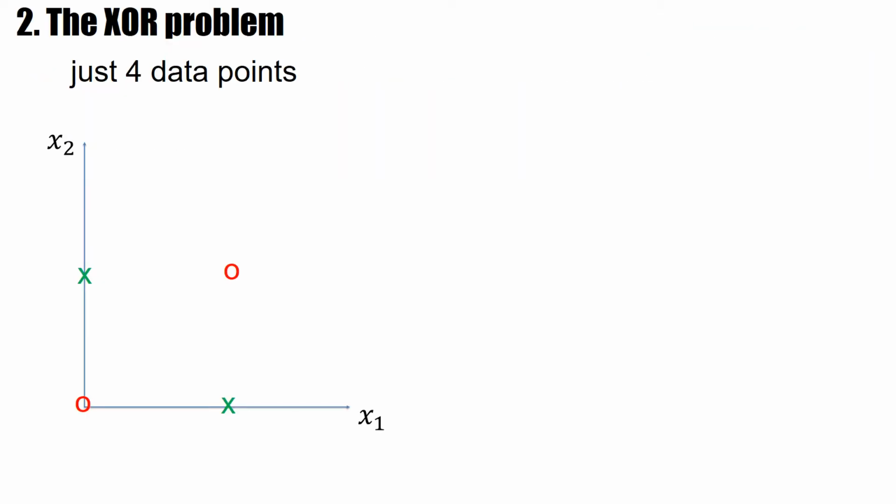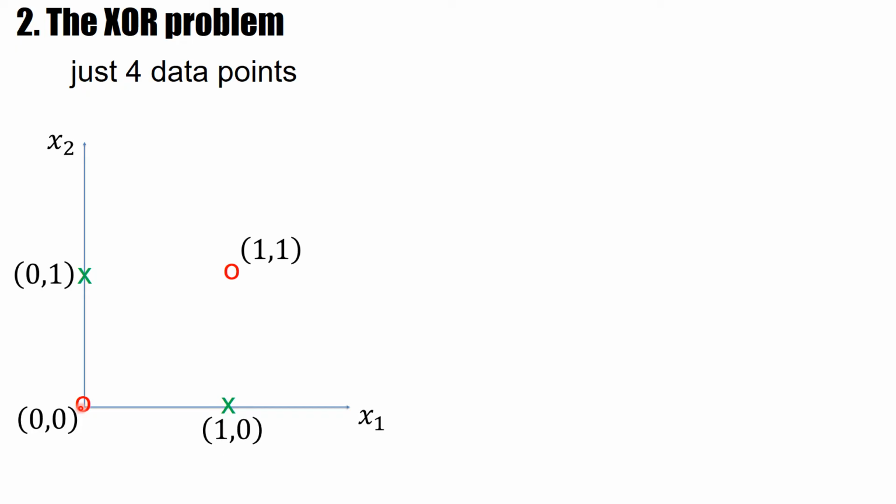The XOR is a famous example. The XOR problem is defined in 2 dimensions. I have 2 positive examples. They lie at positions 1, 0 and 0, 1. And I have 2 negative examples. They lie at positions 0, 0 and 1, 1.